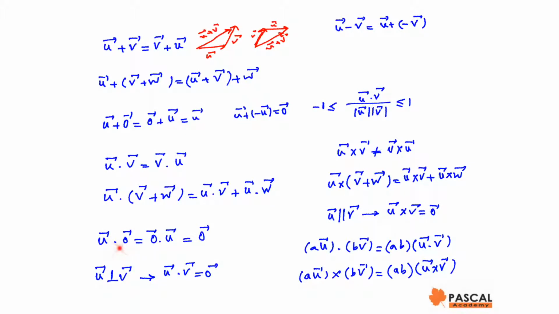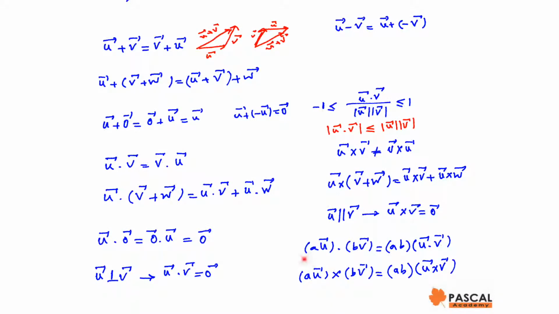U dot 0 is the number 0. U cross 0 is the vector 0. If u and v are parallel, as we said, the cross product is 0. U dot v over size of u, size of v is the cosine of the angle between two vectors. Therefore, u dot v over size of u, size of v is always between 1 and negative 1. This is equivalent to saying the absolute value of u dot v is smaller than or equal to size of u, size of v.